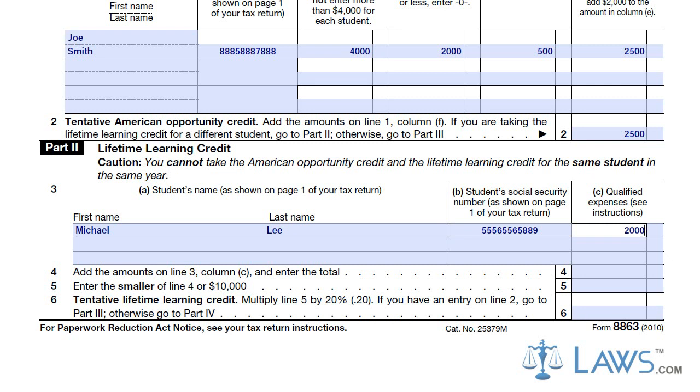Add the total amount of lifetime credit expenses to calculate your total expenses on line 4. Enter the smaller of line 4 or $10,000. This is your lifetime learning tax credit amount.